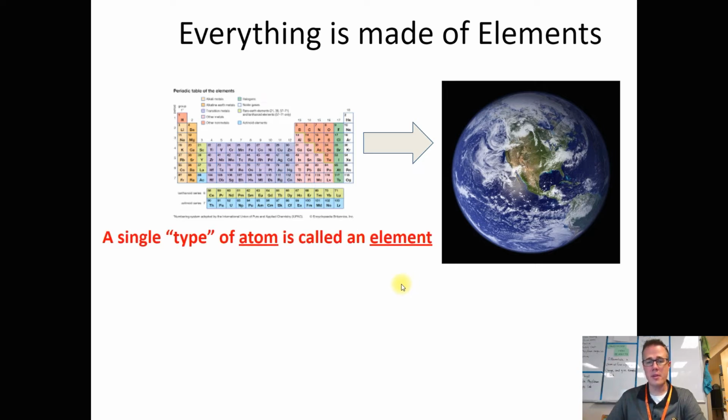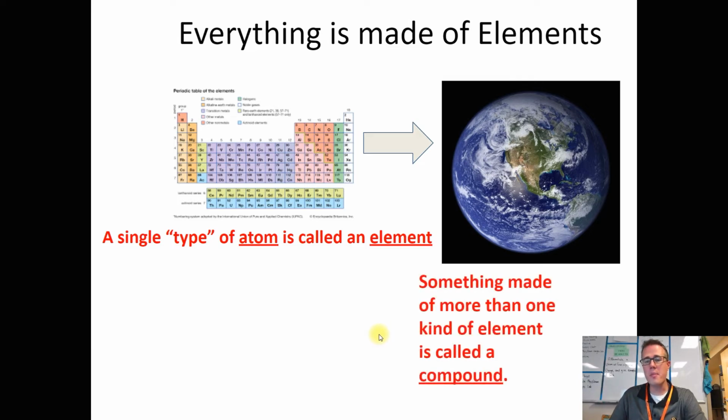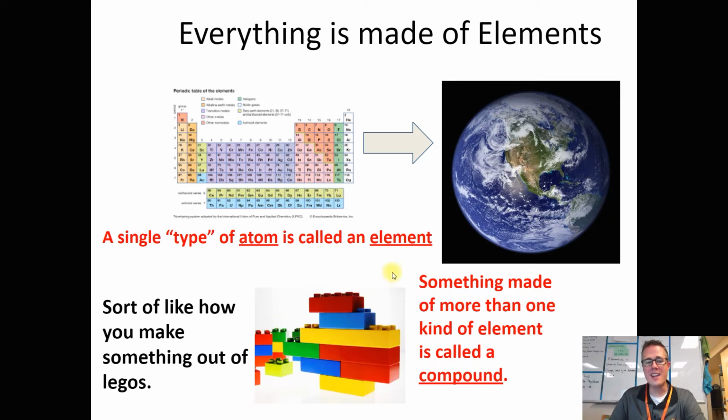A single type of atom is called an element. So if you have a handful of copper atoms, we would call that an element. We learned that before in our pure video. Something made out of more than one kind of element is called a compound. Most things that you're going to see are made out of compounds because it's not that frequent that you see an element by itself.